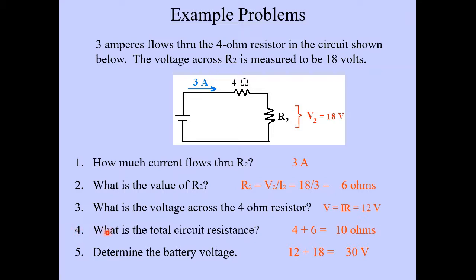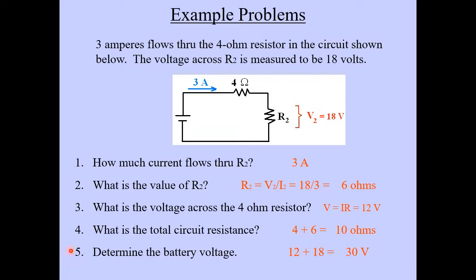Question number 4, what is the total circuit resistance? Well, we know that this one is 4 ohms, and remember we figured out that R2 was 6 ohms right here. So 4 ohms plus 6 ohms is equal to 10 ohms.